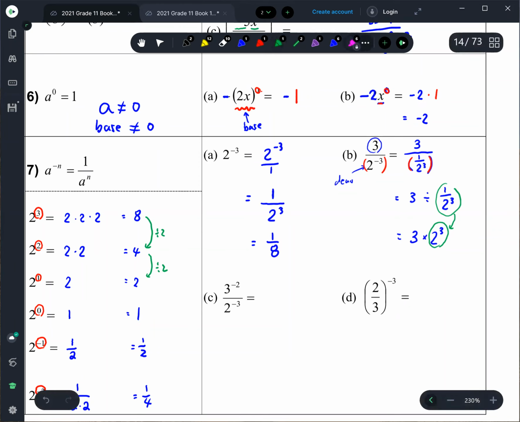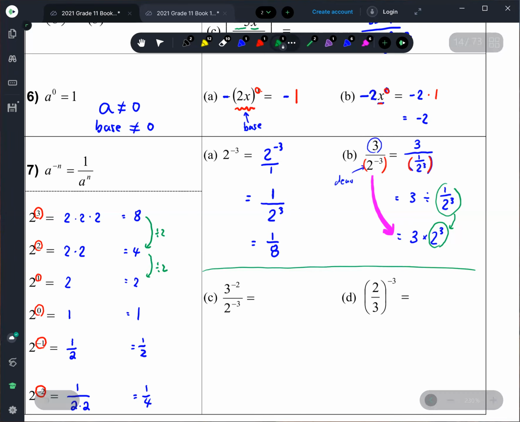But we don't want to do it like this all the time. It takes too long, okay? So you just go straight to here. So if the denominator has negative exponent, it goes up. If the numerator has negative exponent, it goes down, okay? So you just switch sides. So these two are the basic examples, okay? The rest of them is just based on these two rules, okay? So you identify whether it's on the top or bottom, then you switch sides.